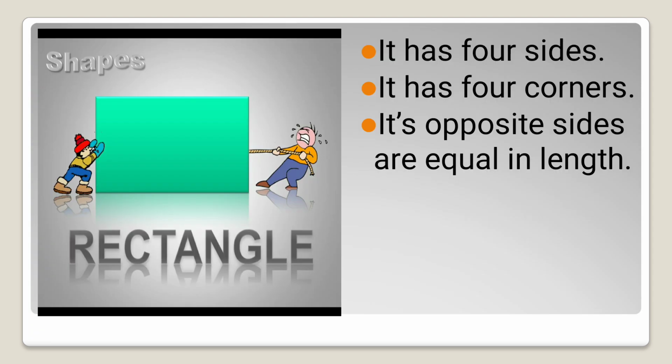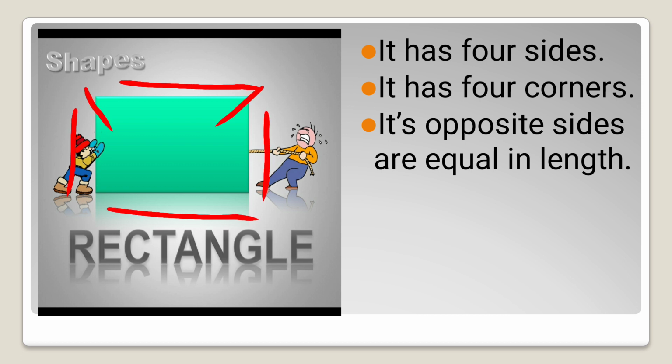So, let us talk about some 2D shapes. First, we will talk about the rectangle. Here you can see it has 4 sides, 1, 2, 3 and 4. And it has 4 corners, 1, 2, 3 and 4. And you can see that its opposite sides are equal in length. So, in a rectangle, the opposite sides like this and this, they both are opposite. So, the opposite sides are equal in length.